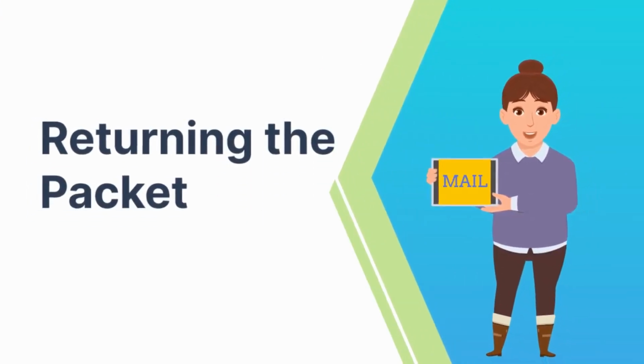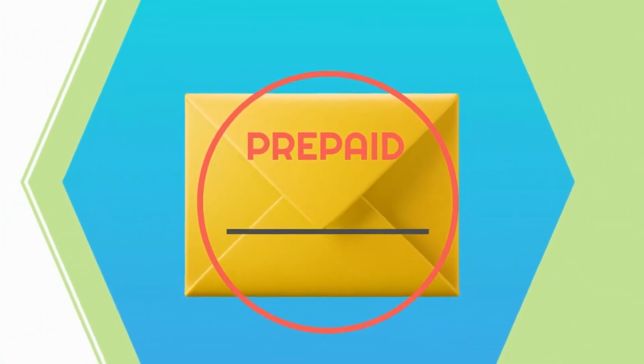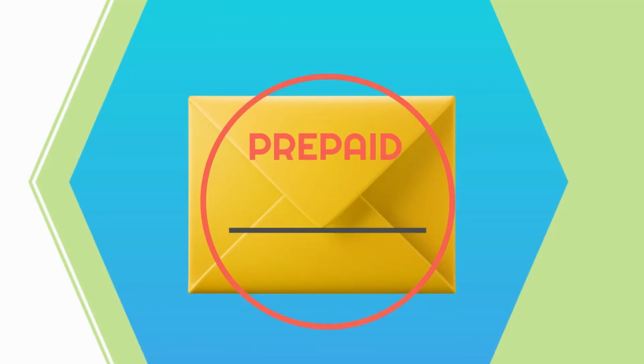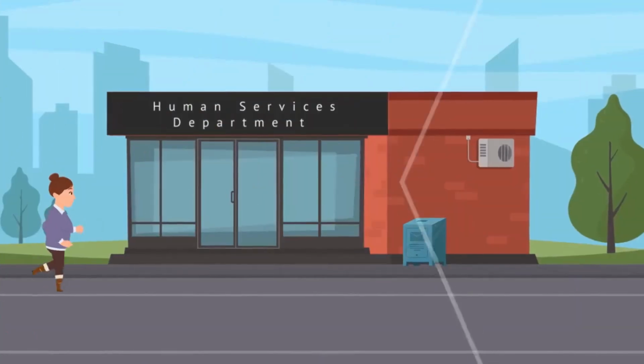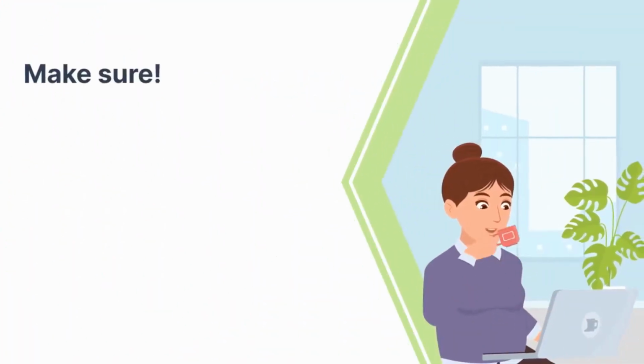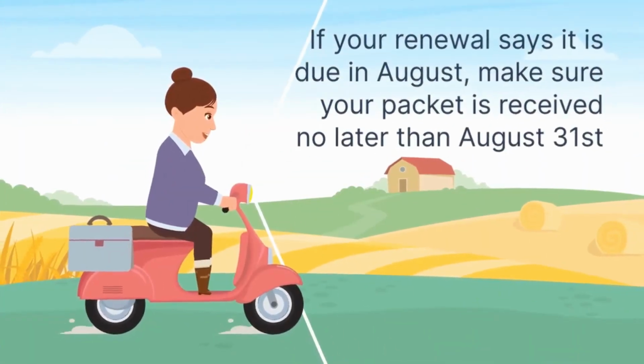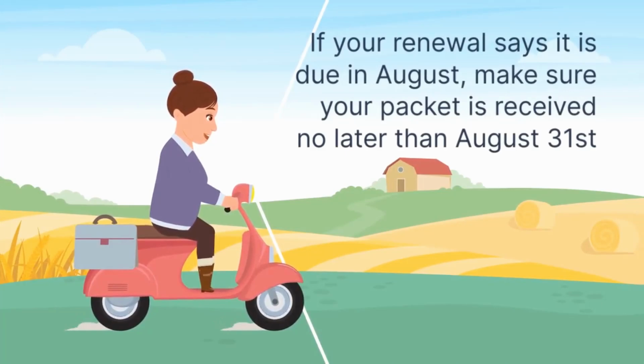Once you've finished completing your renewal packet, you must return it to the county for processing. You can return the packet via the prepaid envelope provided for you, or you can drop it off at one of our local county offices. However you decide to return it, make sure it is received prior to the last day of your renewal month. For example, if your renewal says it's due in August, make sure your packet is received no later than August 31st.